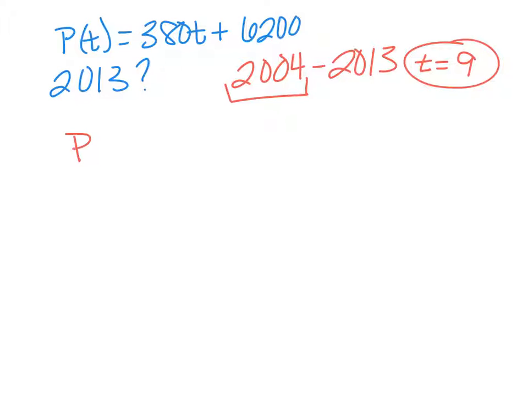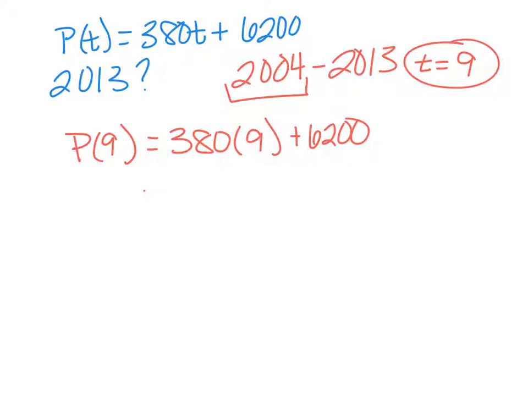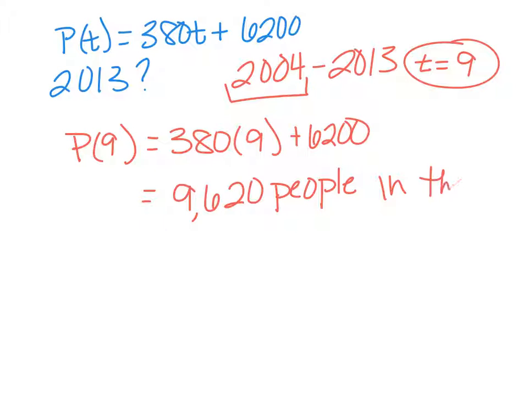So if I want to know the population 9 years from the starting point, I'm going to take 380 times 9 plus 6,200. When I do that, I get approximately 9,620 people in the year 2013.